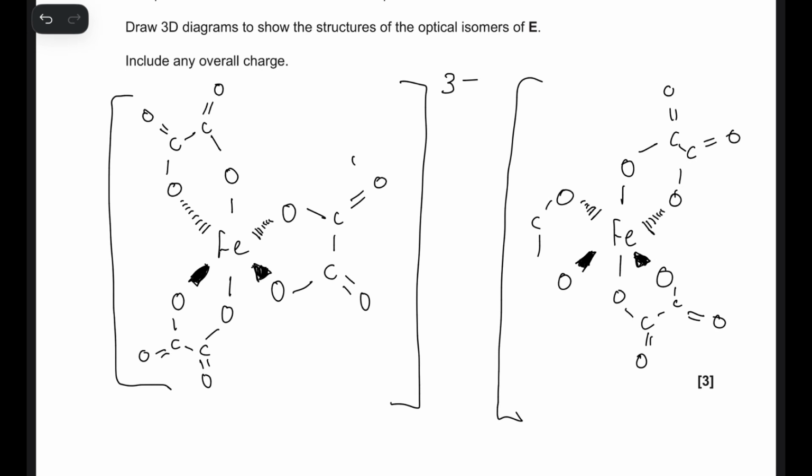Where are the bonds going? Are the bonds going to the right places? If so, that will help you get your marks on this question. You can see here, I'm not a good drawer. 3 minus there. And yeah, that's what you do.